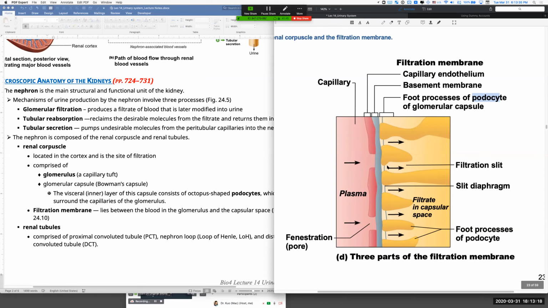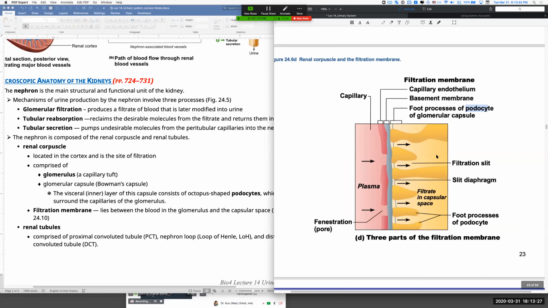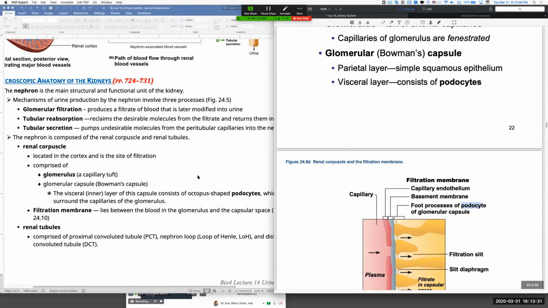Okay, if this is really damaged, you can actually get blood cells, which normally don't leave the space, to exit into the capsular space. And that's how you can end up with blood in the urine. Okay, which is a side note, not something you have to worry too much about right now.